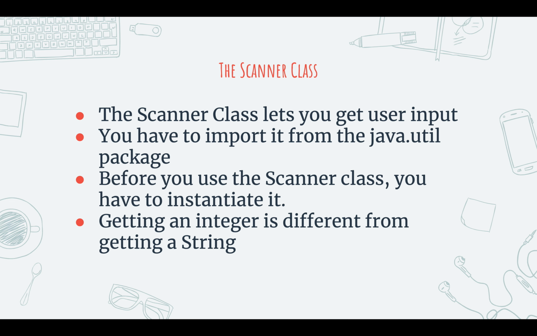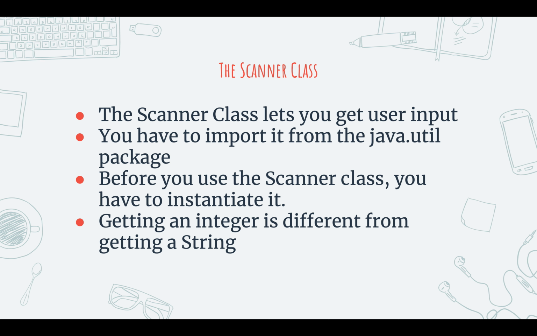So let's talk about the Scanner class. That's how we actually get input in Java. The Scanner class lets you get user input, and you have to import it using the java.util package. Before you use the Scanner class, you have to instantiate it. That means that you have to create an object. That's a thing that's tested later, that I'm going to teach you later. But the reason why we discuss it now is so that you get a little bit of an introduction, a piece of the pie, as you could say, of the lesson.